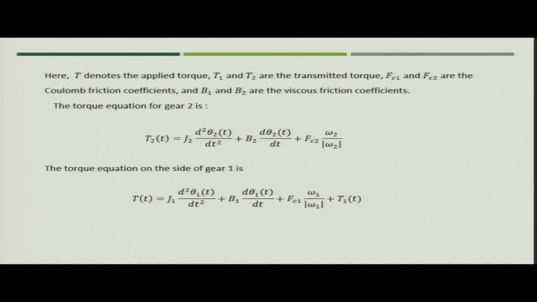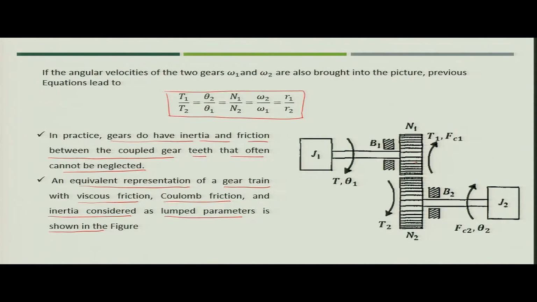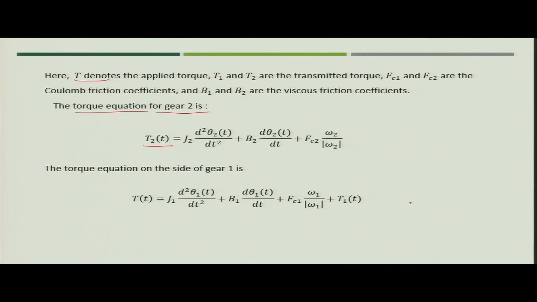Now, since we have two gears, we need two torque equations. So, for gear 2 what we can write, that is T2, the torque applied because of the movement of gear 1, we have torque T2 in gear 2. So, we can write it equal to J2 d2 theta 2 by dt2 plus the coefficient related to viscous friction and the coefficient related to Coulomb friction. We can write B2 d theta 2 by dt plus Fc2 omega 2 by mod omega 2, basically the magnitude of omega 2.